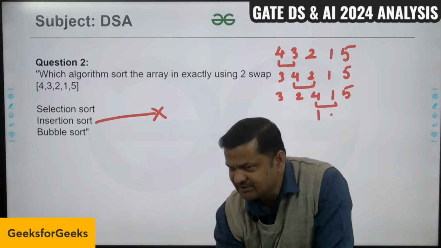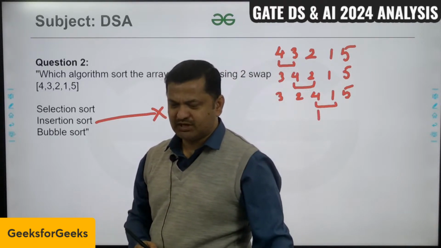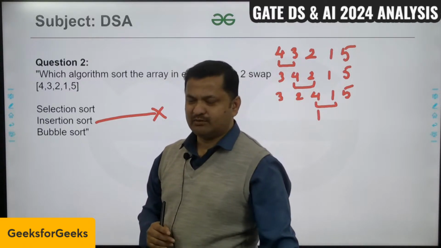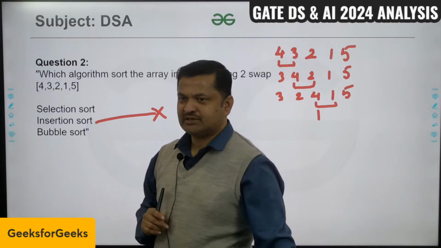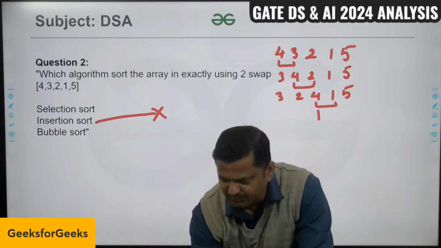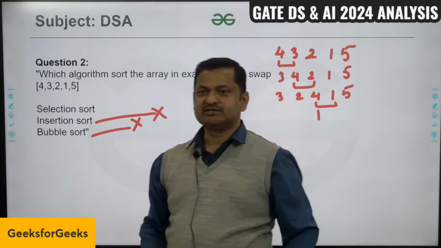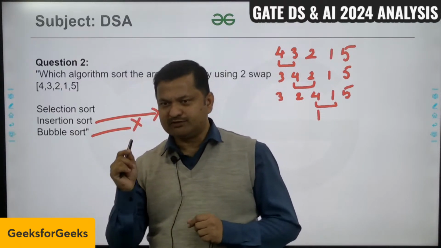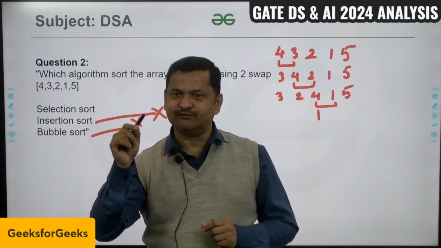Here you can see that the number of swaps is higher than required. The required is exactly two swaps, and still 1 is not at its corresponding position after the third swap, and still 1 is not at the first place. That means bubble sort cannot be the solution, so bubble sort is also out of this race. Now we have the selection sort. First we have to look at the mechanism: selection sort says that we pick the smallest element from the entire sequence and place it at the first position.